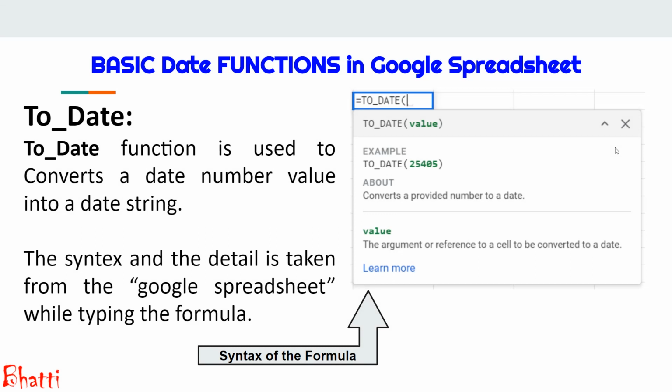To date, this is the reverse of the date value function. We will provide a date value and this function will convert it into a date. On the right side you can see the syntax. We will provide the value, there is only one input, and it will convert it into a date.